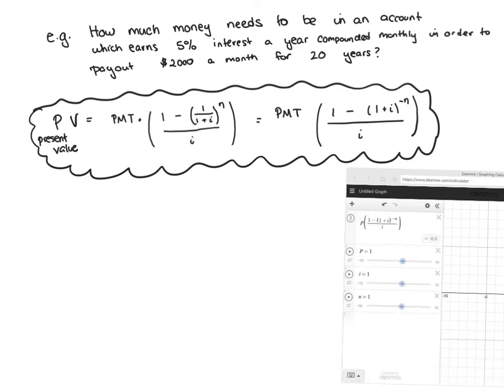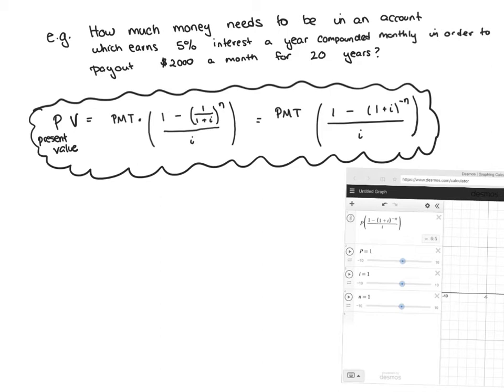Okay, so let's look at another example. We want to know how much money we need to put into an account now that earns 5% interest compounded monthly in order to be able to pay out $2,000 a month for the next 20 years. So we've got our formulas laid out for us. So we have the present value, so the amount of money we need now, is equal to the payment, the amount we're putting out each time period. So in this case, our time period is a month, times 1 minus 1 over 1 plus I, where I is that interest rate per time period, to the n, number of time periods, over I.